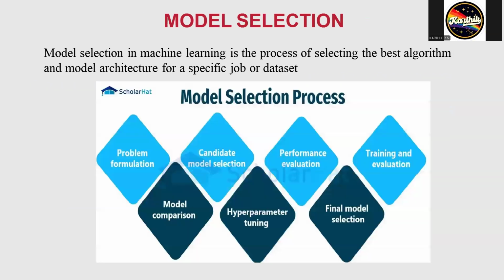Good evening, everyone. Model selection. Model selection in machine learning is the process of selecting the best algorithm and model architecture for a specific job or data set. The model selection process includes problem formulation, candidate model selection, performance evaluation, training and evaluation, model comparison, hyperparameter tuning, and final model selection.